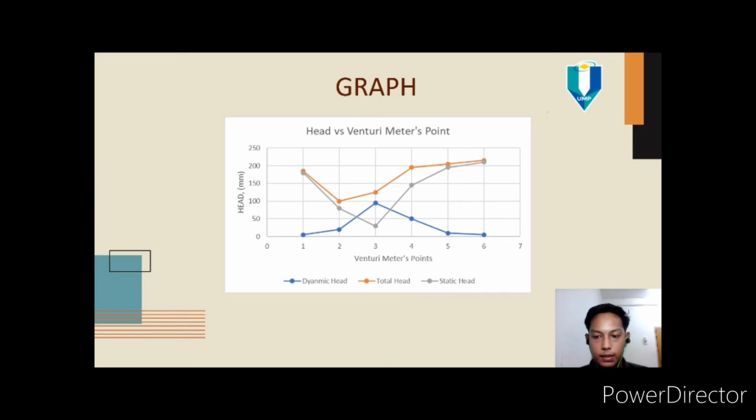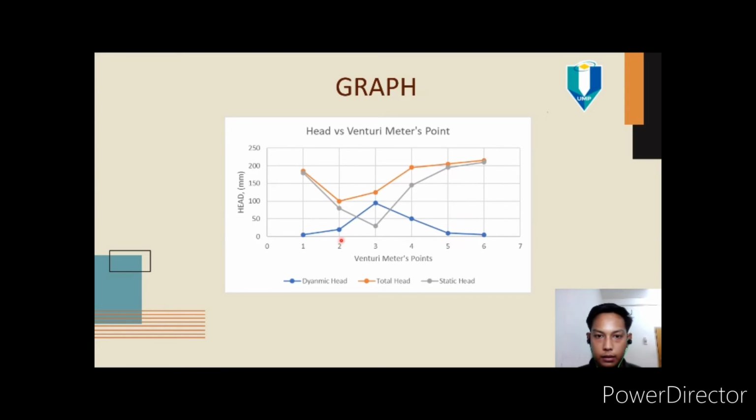So first we go to the static head. Based on the static head pattern, the first 3 points are decreasing, then it goes up until the end. As proven by the theory, pressure decreases as the cross-sectional area decreases, so the first 3 points have the smallest pressure with the decrease in cross-sectional area. That's why it gives this trend. Second, we go to the dynamic head.